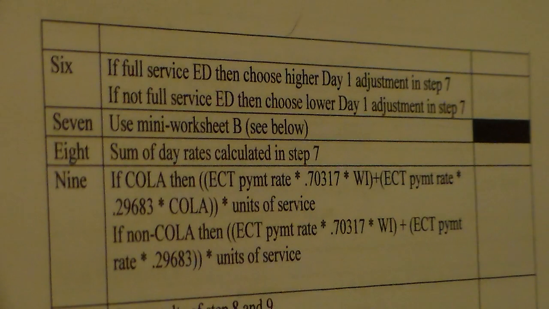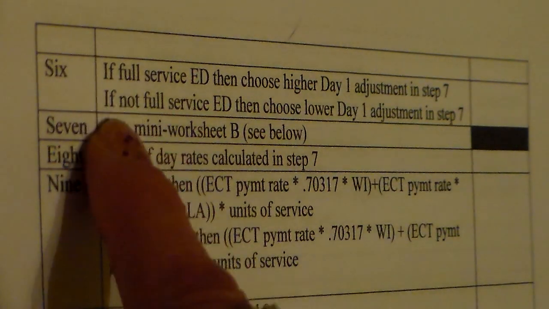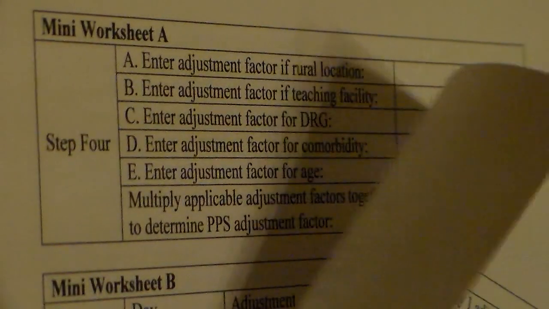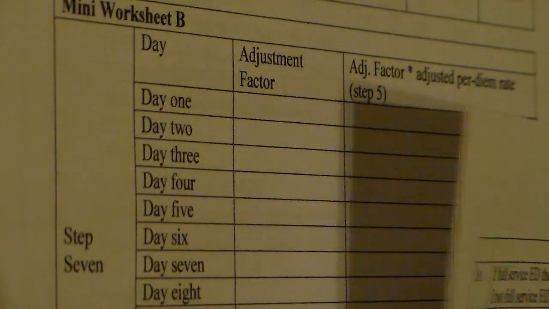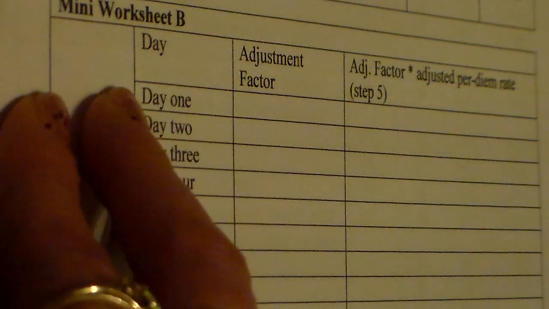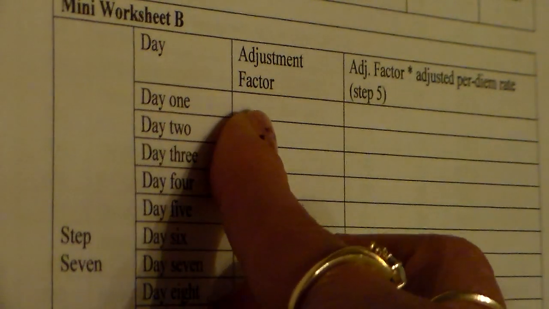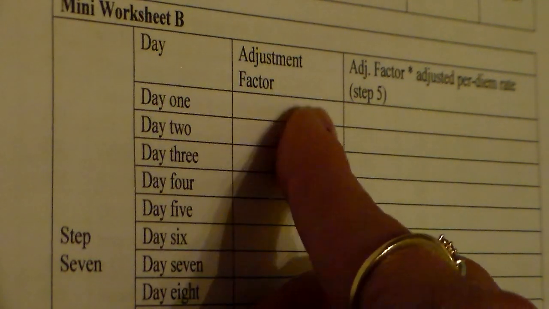But if you take a look in the textbook, well, we're going to be completing another mini worksheet here, mini worksheet B. If you take a look at this, you're going to be using it for the same thing here. But if you take a look at Table 6.7 in the textbook, you're going to see that there are two figures listed. Of course, now that we know from completing Step 6 that we're going to use the higher adjustment factor, we're going to enter that information here.